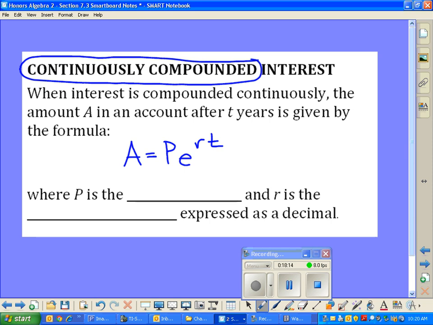I'll take you through what the letters stand for. P, you remember what P stands for? Good, Brendan. It is principal. It's the initial amount in the account. R, it is still your rate. It's your interest rate, written as a decimal. P is, again, your principal. And A is ultimately the amount in the account after T years goes by.